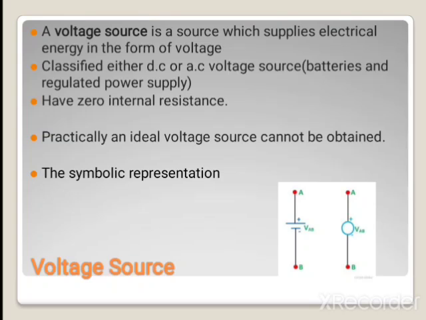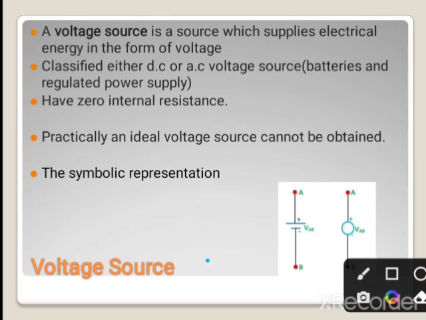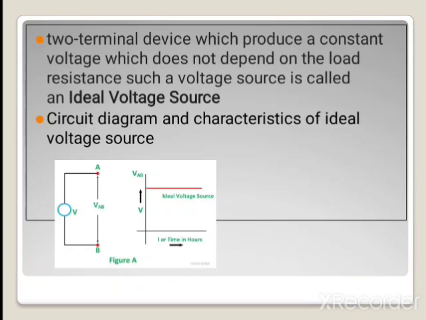This is the symbolic representation of a voltage source. This is the positive line, this is the negative. This is our voltage source, or we can represent it like this. So this is your symbolic representation.